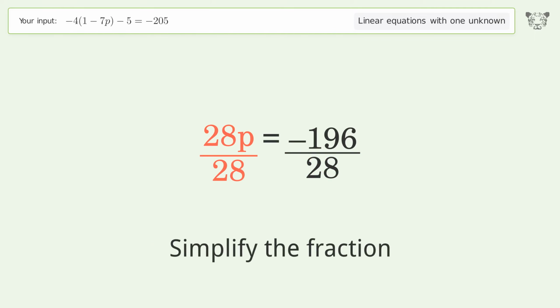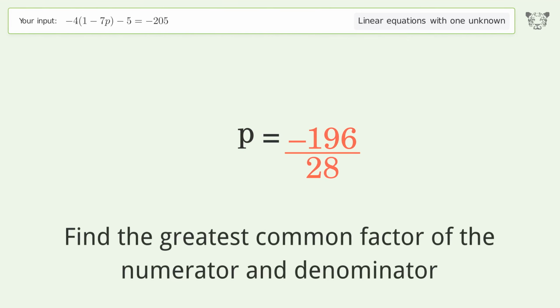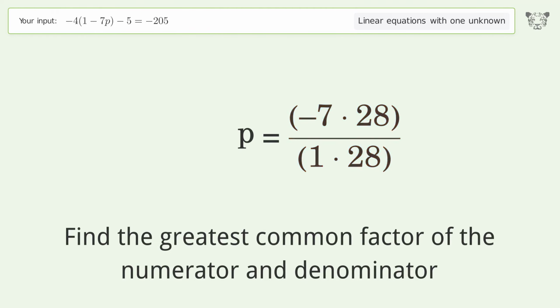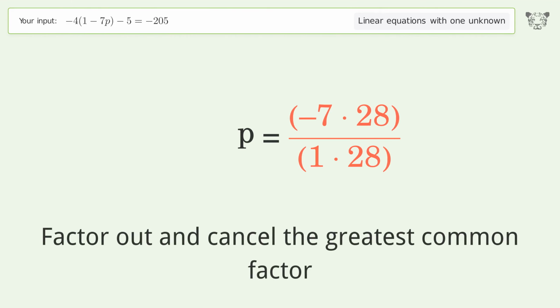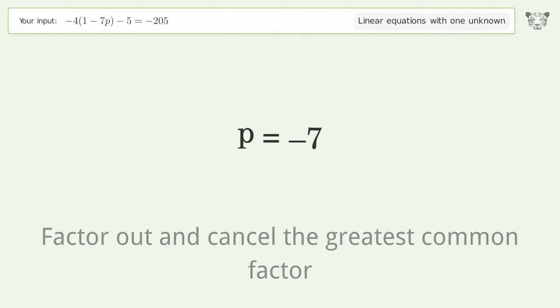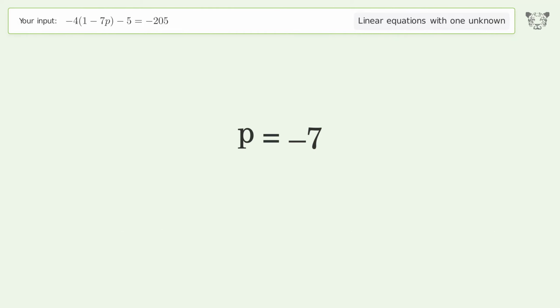Simplify the fraction. Find the greatest common factor of the numerator and denominator. Factor out and cancel the greatest common factor. And so the final result is p equals -7.